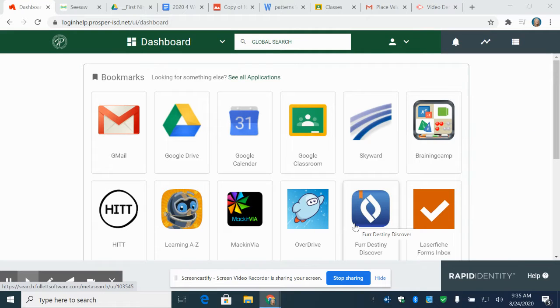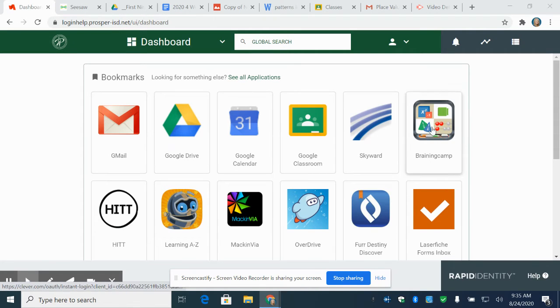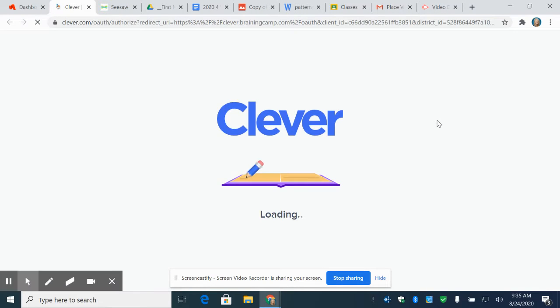Boys and girls, today we talked about number lines. So I want us to use Braining Camp to practice with some number lines. The way you get there, remember, you go to your dashboard or your Rapid Identity, it's got a little red flag there, and all your tiles will come up. And you should have Braining Camp on there. It looks like this. So you're going to click on Braining Camp.